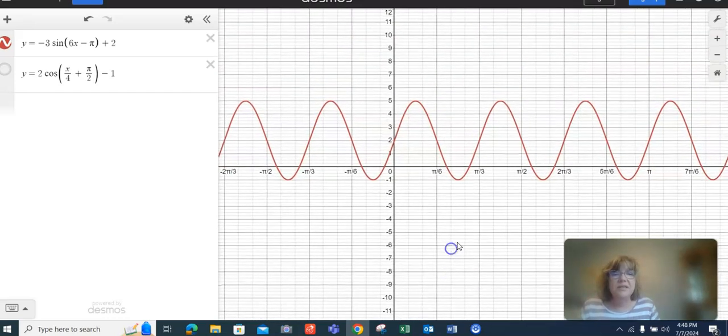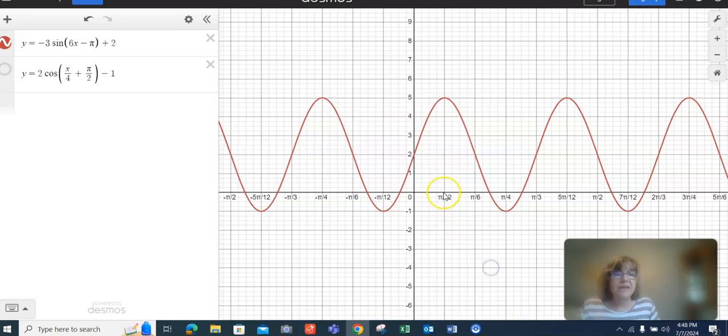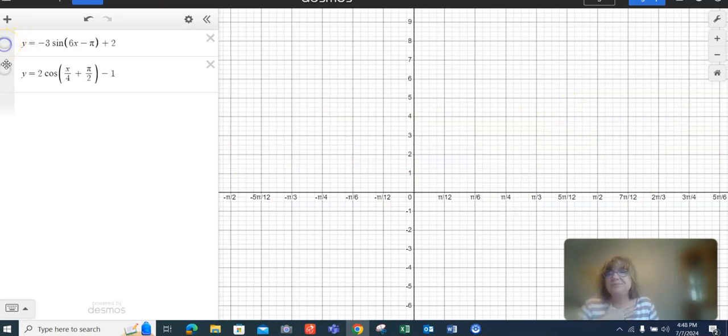So you can see that this graph looks exactly like we did. Here's our mid. So we did mid, high, mid, low, mid, high, mid, low, and it looks identical. So I know I did that one right. Okay, let's look at the next one.